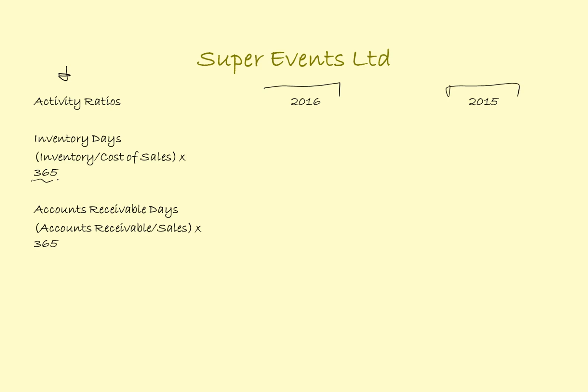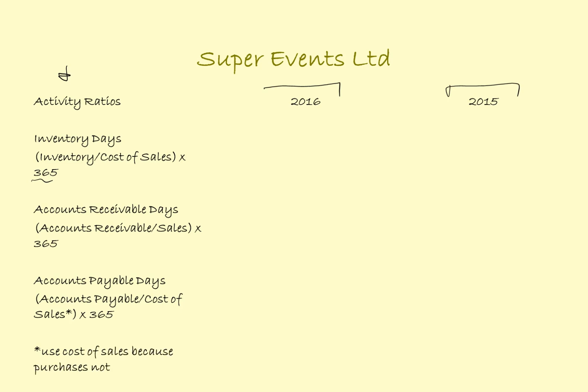Again, it'll be the number of days. And the accounts payable days, well, that is the accounts payable divided by purchases, except in this case we've got cost of sales written in, multiplied by 365. And the reason we're going to use the cost of sales is that in situations when purchases are not available, use the cost of sales instead.